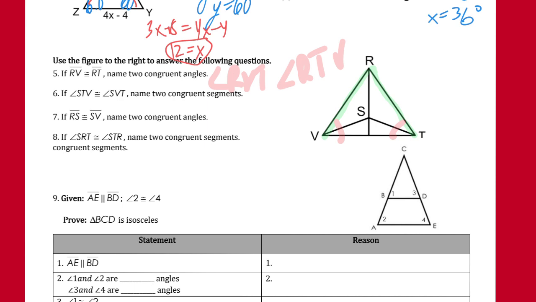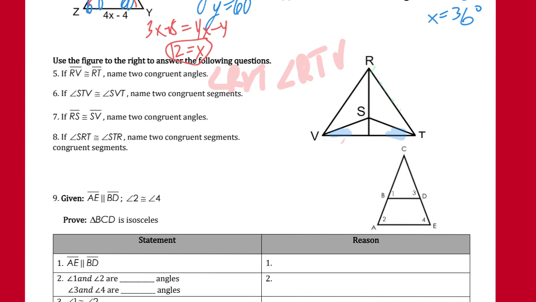So now I'm going to erase it. Let's try another problem. Okay, so I erased that, and what if they give us angle STV, so that's this little guy right here. If this is congruent to SVT right over here, then what two sides have to be congruent? If those are the base angles, which two sides have to be congruent?